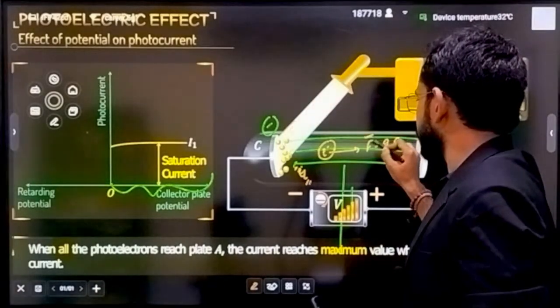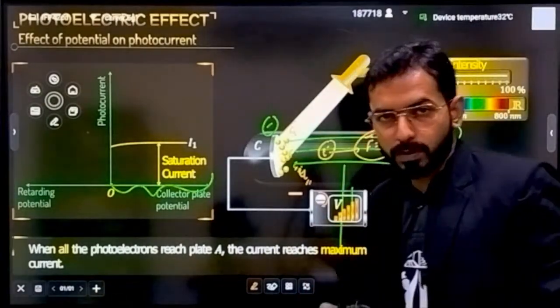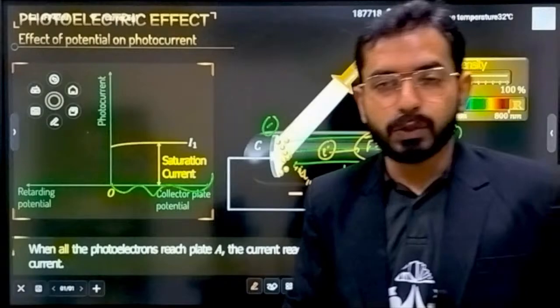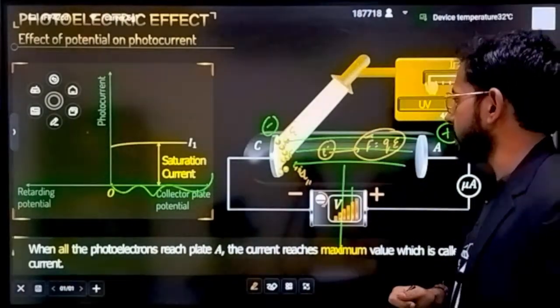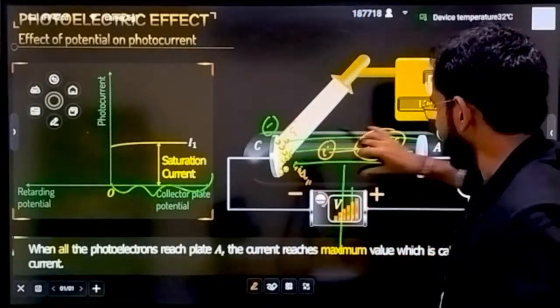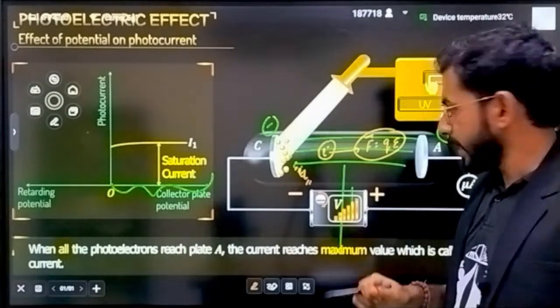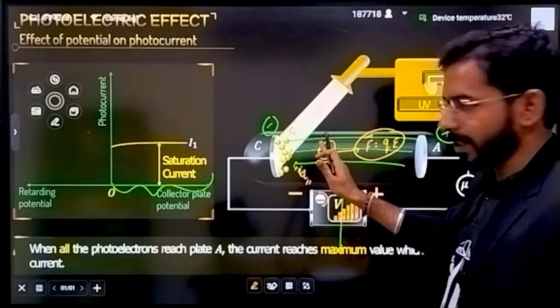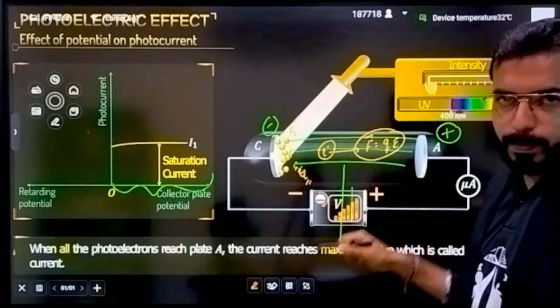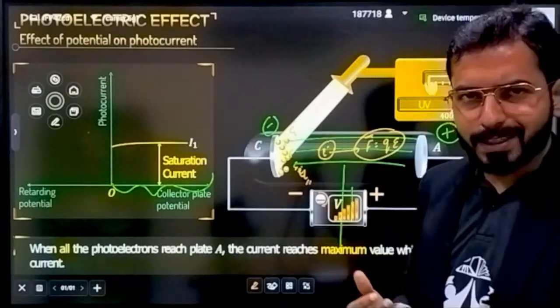Here force is equal to Q into E. The force will be reversed and it will become Q into E, charge into electric field, correct? So now they will get attracted towards the positive plate. Already there was a normal attraction. Already this is a negative charge and here it is a positive plate. Already there is a sort of attraction there.